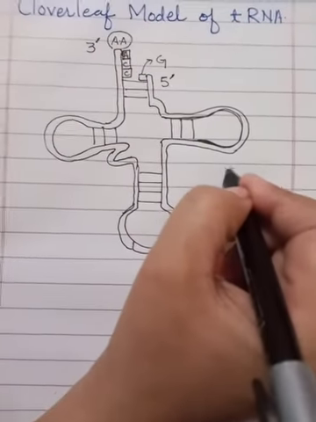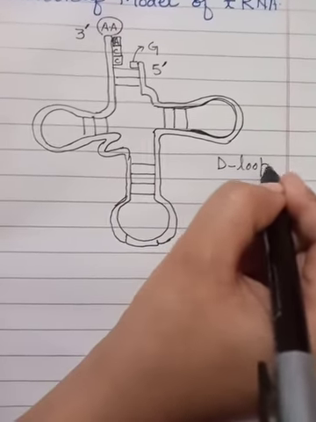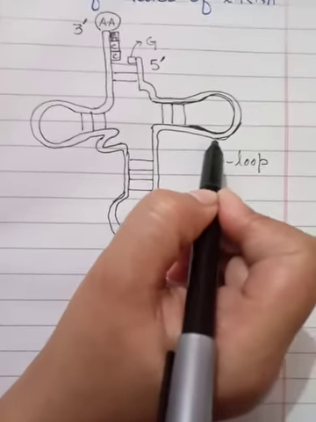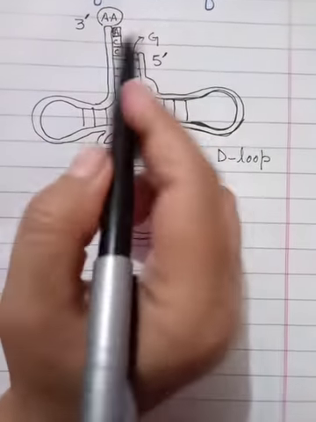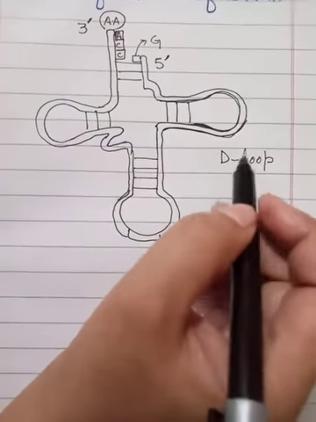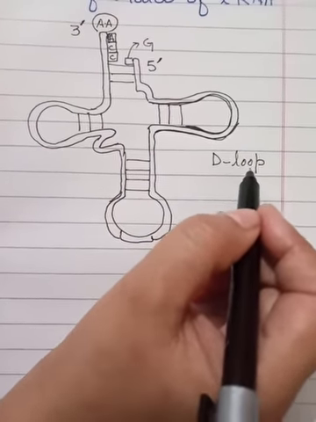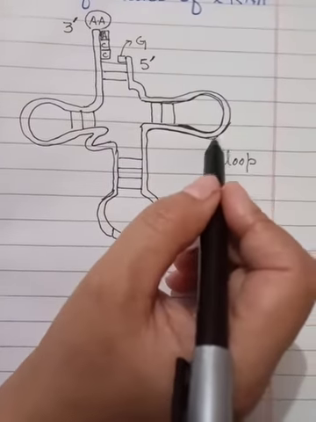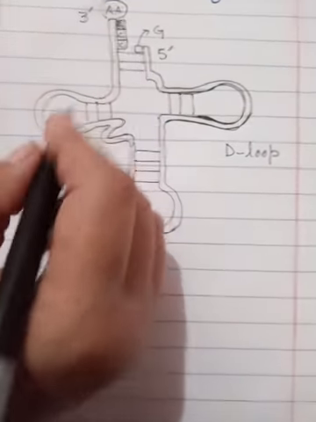Now this loop is called what? D loop. This is the very loop which attaches an enzyme that can activate this transfer RNA for the attachment of what? Amino acid. That enzyme is called aminoacyl transfer RNA synthetase, which helps this transfer RNA to be activated for the attachment of what? Amino acid.